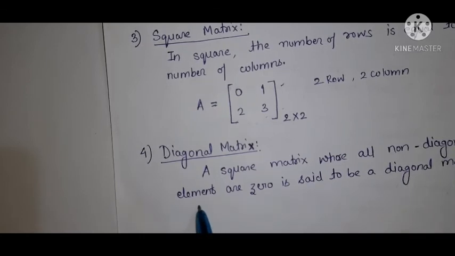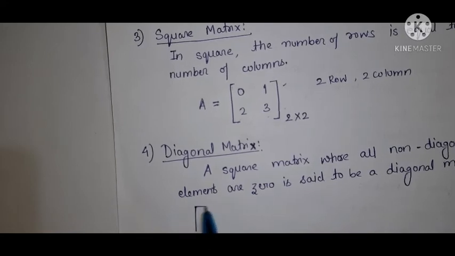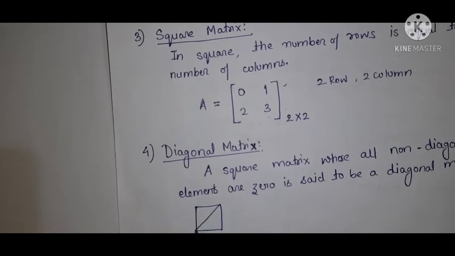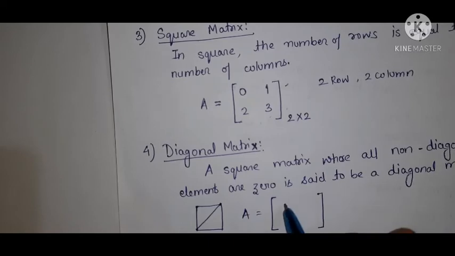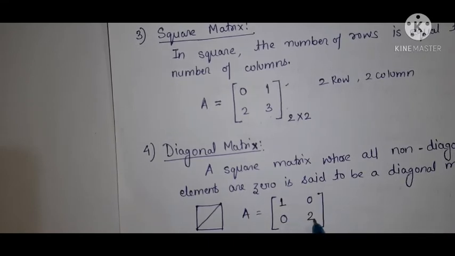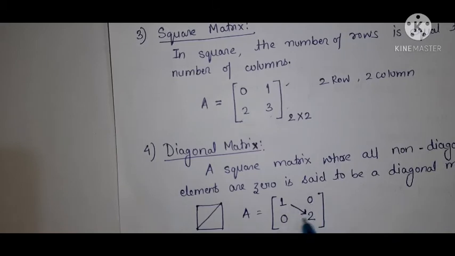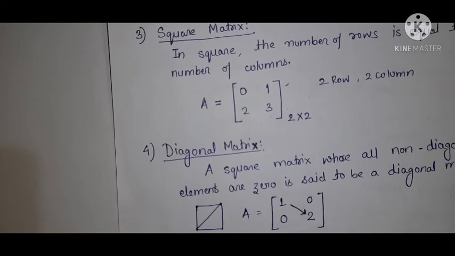Means in a figure we know what is diagonal. Suppose this is a square, then this is the diagonal, right? Similarly in a matrix, first it should be a square. So this is your diagonal, right? These are diagonal elements and these are non-diagonal elements, so they are 0. Okay.